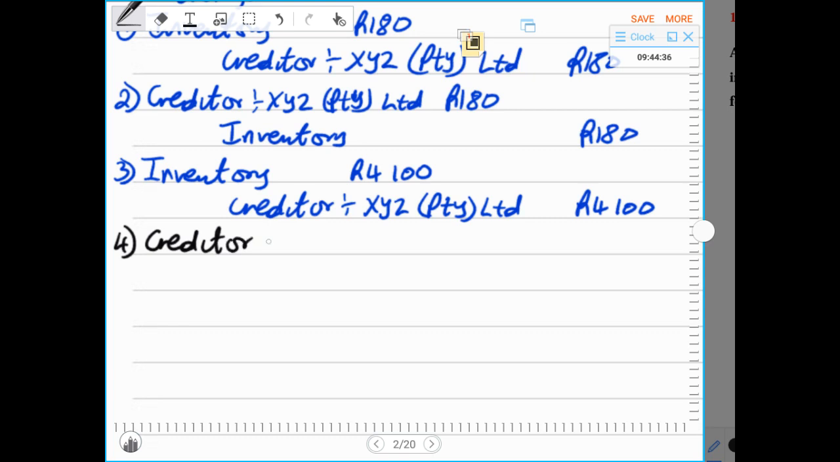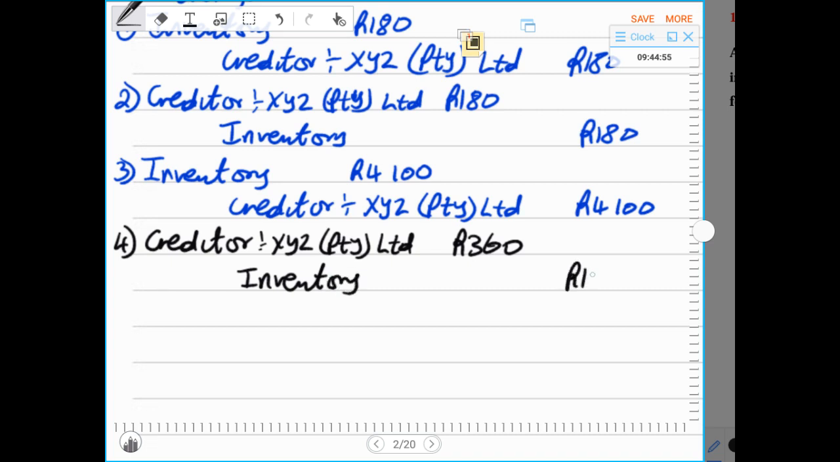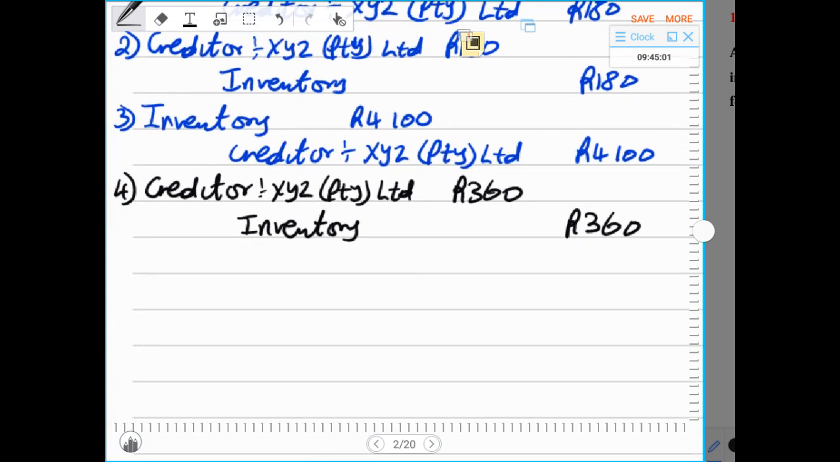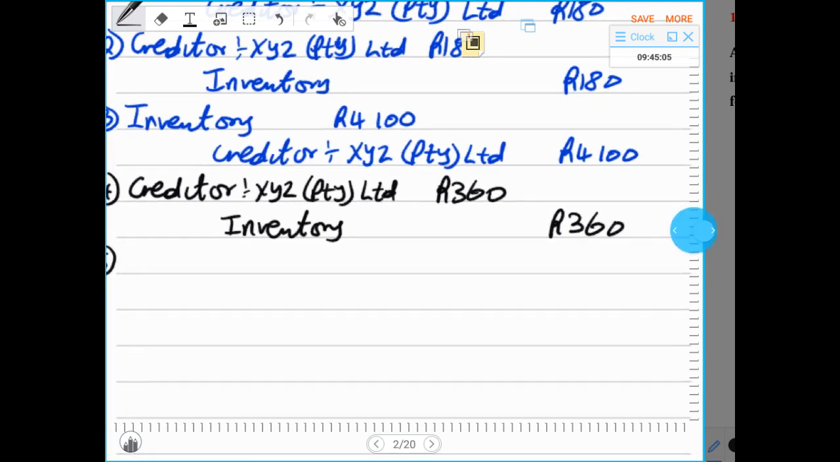So when you say debit creditor XYZ Pty Ltd, we are reducing our creditor further by 360. Then after, we reduce our inventory more because it was under-reduced by 150. So now we are reducing our inventory more by 360 rands. Then now we go to entry number 5.